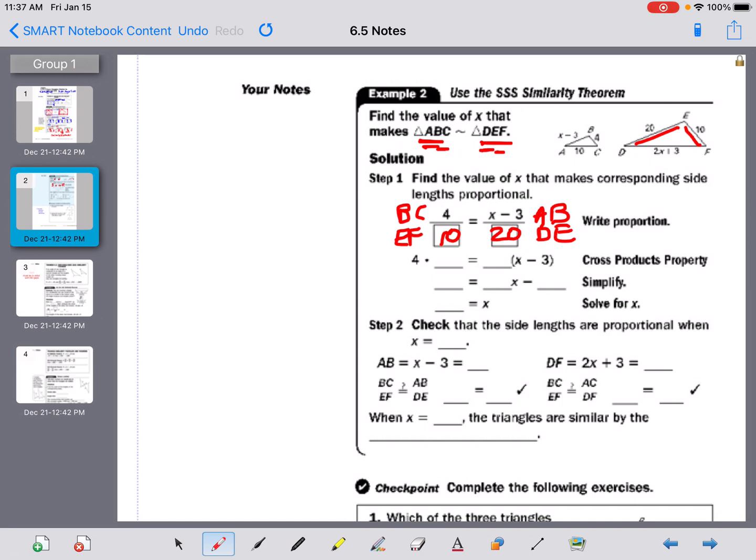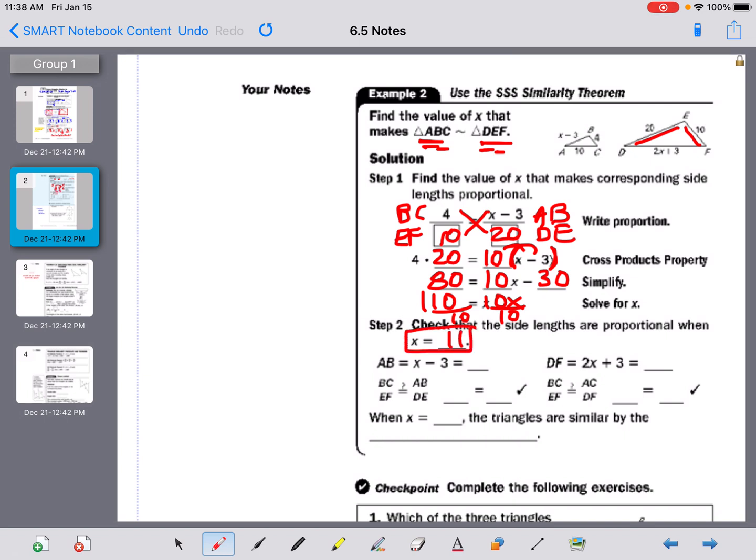Once we have our proportion set up, now we're going to cross multiply. So 4 times 20 is 80. Those are my extremes. 10 times, and this is super important, this parenthesis x minus 3. Those are my means. Distribute my 10. I get 10x minus 30 when I distribute the 10. Add 30 to the other side. I get 110 equals 10x. Now when I divide by 10, I get x equals 11.